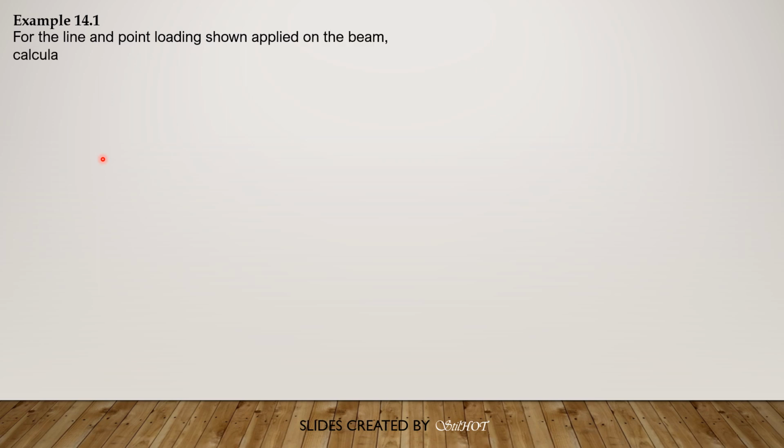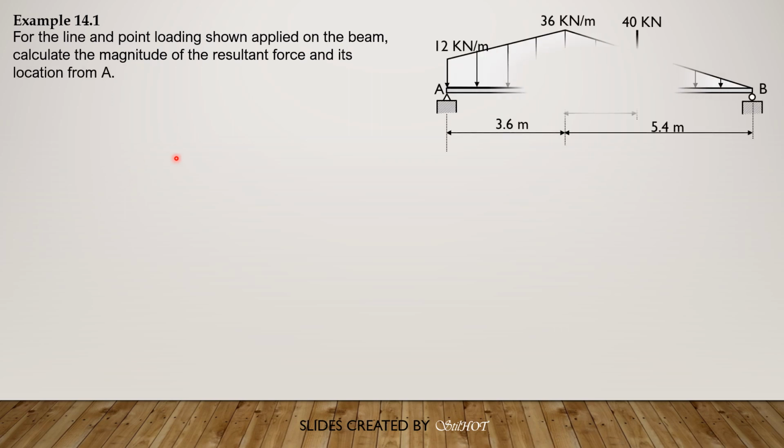Okay, let's have this example 14.1. For the line and point loading shown applied on the beam, calculate the magnitude of the resultant force and its location from point A. So first, let's divide the line loads into known areas.